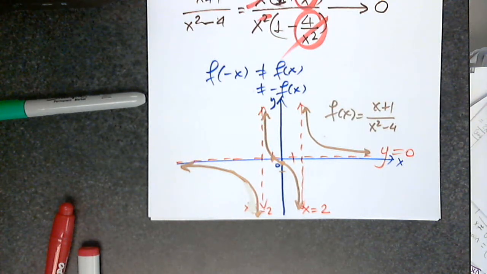It's coming from approaching 0 down to negative infinity on the left-hand side of x equals -2. It comes from positive infinity, crossing at -1, 0, crossing at 0, -1/4, and coming down to negative infinity on the left-hand side of x equals 2. And then on the other side, coming from positive infinity to 0, approaching the horizontal asymptote.